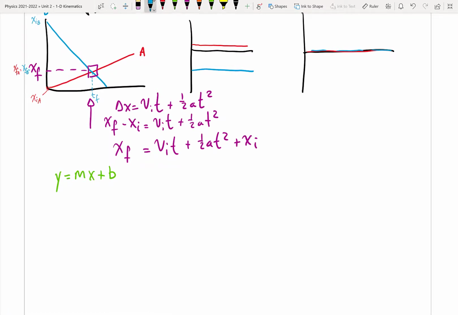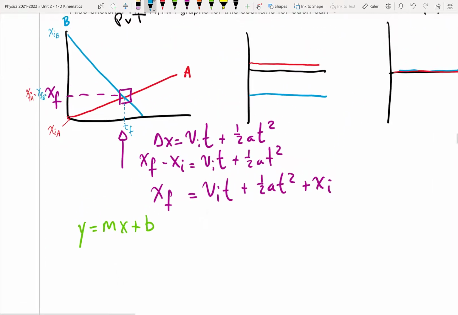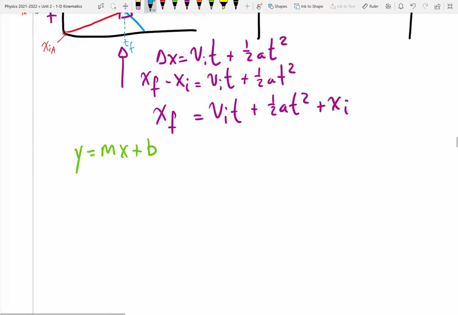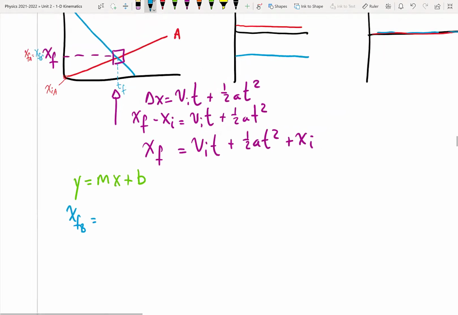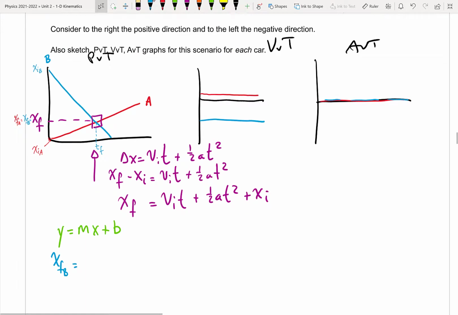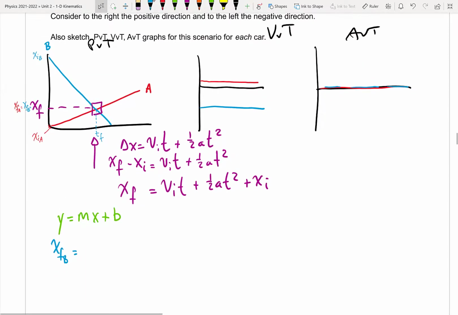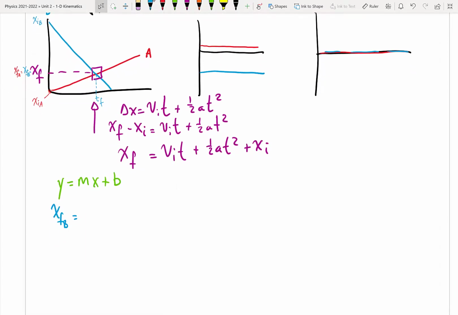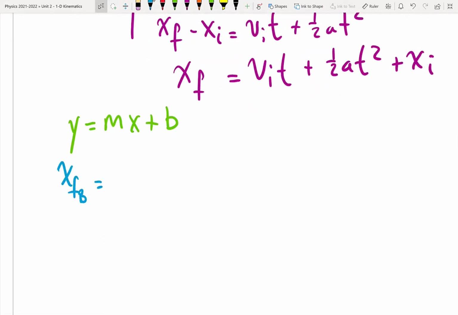So check this out. For blue, y equals mx plus b, well, on the y-axis, we have our final position. So this would be x final for blue, cart B. The slope m is the velocity of the car. The slope on position time is the velocity. Remember, slope takes us to the right. So the slope on the position time graph is the velocity. Steeper means faster, right? So this is telling us the velocity of cart B. It's constant. We don't need initial and final if it's going at a constant speed.